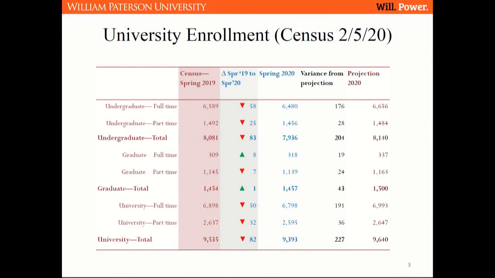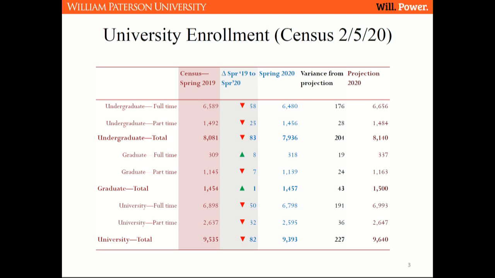Okay, let's start with the university enrollment numbers. We are post-census. Census was on February 5th of this year for spring. Census happens in the fall and spring of each year. There are other reports that are run during the summers and winters as well, but these are the numbers as of the 5th of February.